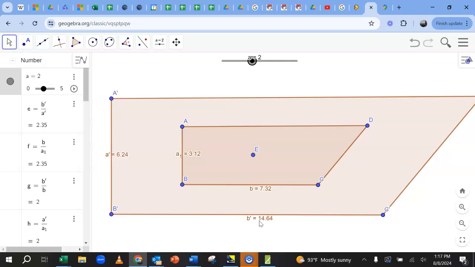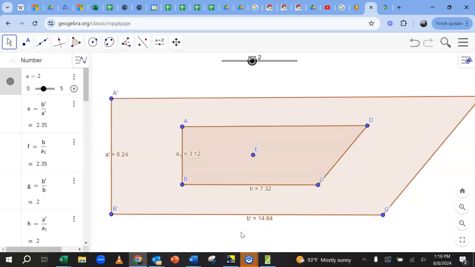Suppose I didn't know that I was purposely creating the big figure so that B prime C prime is double BC. Somebody did this, and I want to know, is this actually working? Is this what I wanted? And I just would calculate the ratio. What's this side length, B prime C prime, over BC? I noticed, oh, that's 2. Okay, that's great.